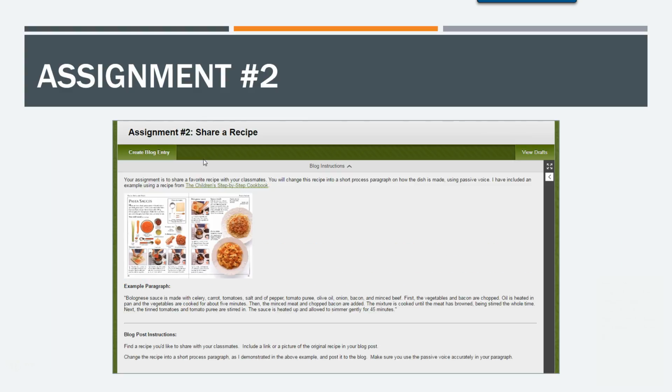Next, they'll find a recipe and post it to the blog. They'll take the recipe, which will most likely be written as a list of imperatives, and they'll change the recipe into a short process paragraph using passive voice. I want them to include their original image or link so I know that they did the conversion from a real recipe, not just found some paragraph somewhere and copied it in. I can also use a plagiarism detector like SafeAssign if I want to check for plagiarism.